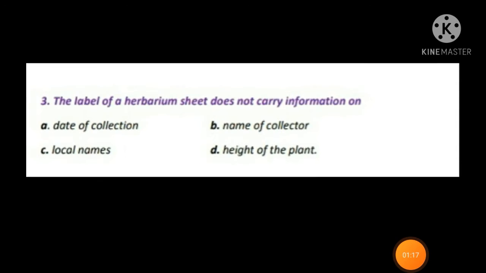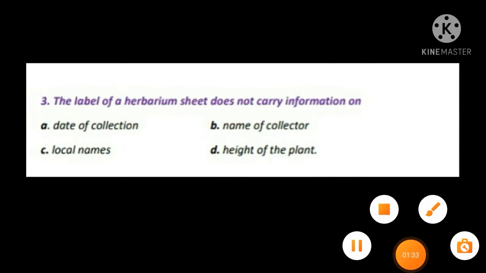The label of a herbarium sheet does not carry information on: option A, date of collection; B, name of collector; C, local names; D, height of the plant. Give your answers correctly. So next question.